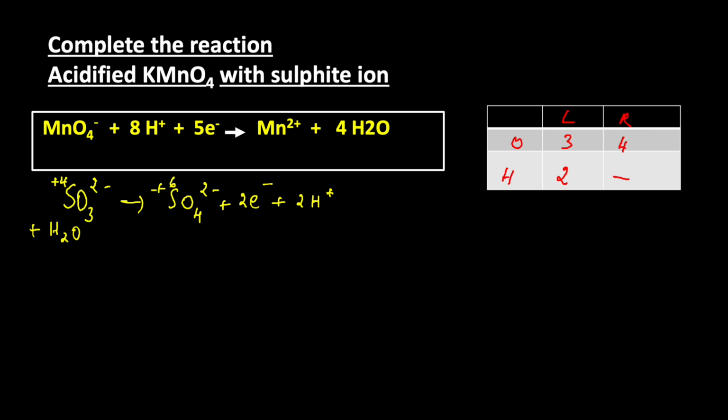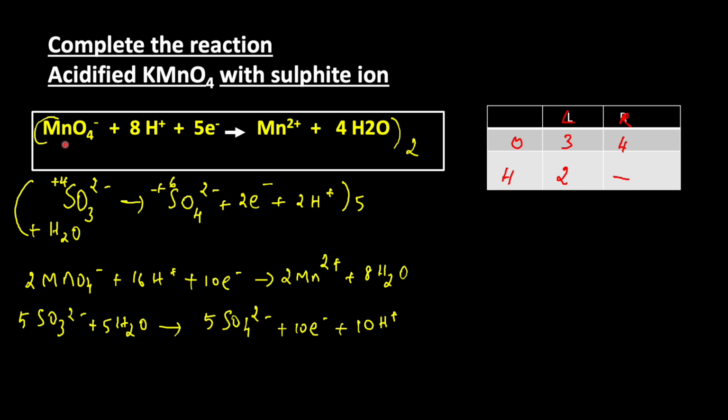Now, to make the electrons equal, we are going to multiply the whole oxidation reaction by 5 and the whole reduction reaction by 2. So we can write, when we multiply with a suitable number, we will get 2 MnO4 minus and 8H plus. By multiplying with 2, we will get 16H plus and 10 electrons, 2 Mn2 plus and 8H2O. In the same way, when we multiply the oxidation reaction by 5, we will get 5 SO3 2 minus and 5 H2O, which gives 5 SO4 2 minus, 10 electrons and then 10 H plus.